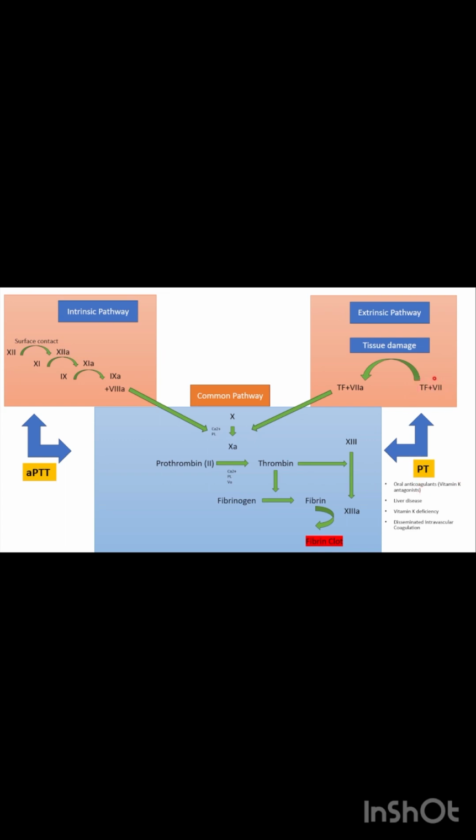7 is present in the extrinsic pathway, so it is inhibited. Liver disease, because the liver is the source of production of all the clotting factors, so it can lead to increase in prothrombin time. Vitamin K deficiency, again vitamin K dependent factors 2, 7, 9, 10 are reduced, so PT will be prolonged. DIC is a consumption coagulopathy. It uses all the factors which are responsible for coagulation, so PT increases.